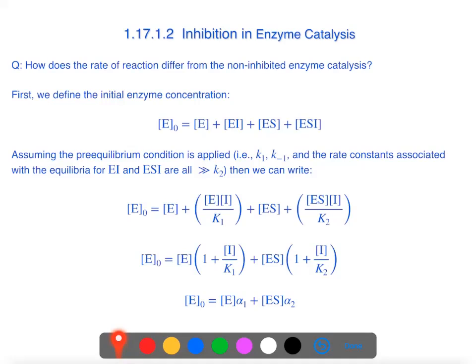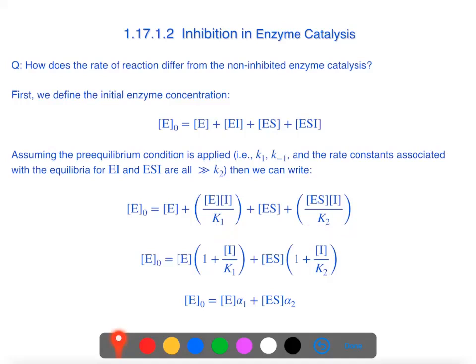So the first step in our derivation is to substitute in for the concentration of the enzyme inhibitor complex and the enzyme substrate inhibitor complex using the definition that we just defined for the equilibrium constants for those two equilibria. And that's what's shown here. We can substitute in for EI and ESI using those definitions.